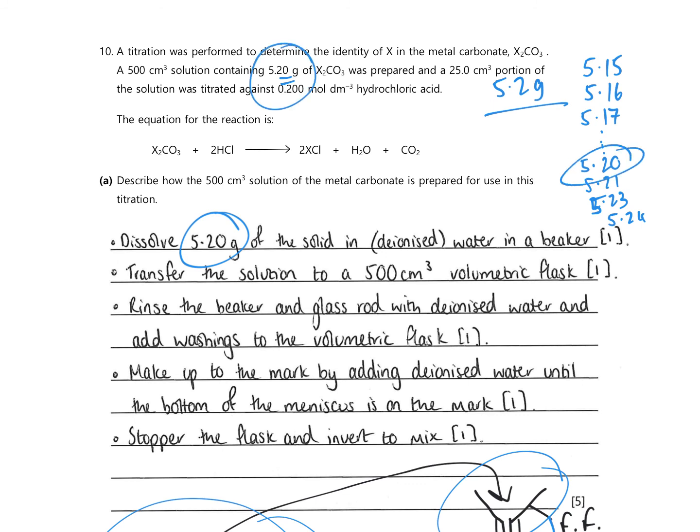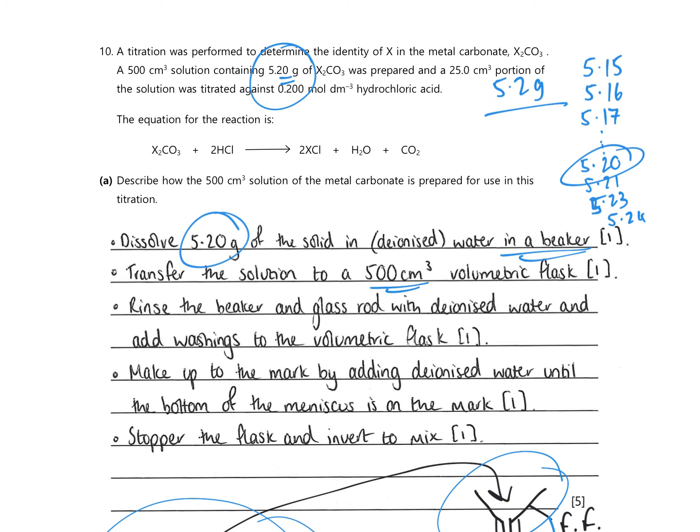So that's what we specify. So quote the exact value to the accuracy that it's given to you in the question. You would have lost a mark there if you wrote 5.2. So dissolve 5.20 grams of the solid in deionized water in a beaker. Don't do that in the volumetric flask. Then transfer the solution to a 500 centimetre cubed volumetric flask. You need to state the volume because volumetric flasks come in different sizes. So you need to state that volume.